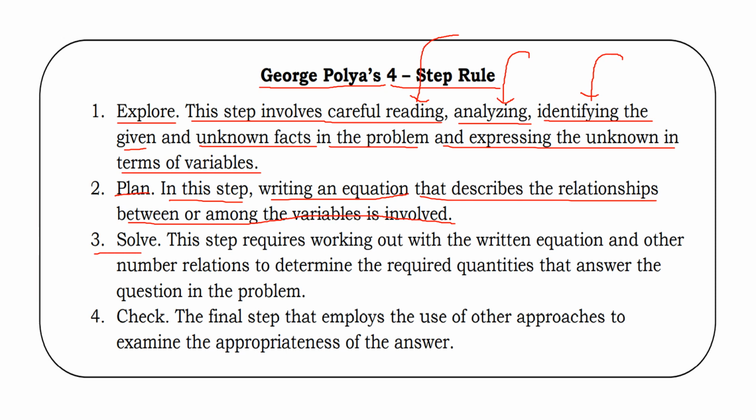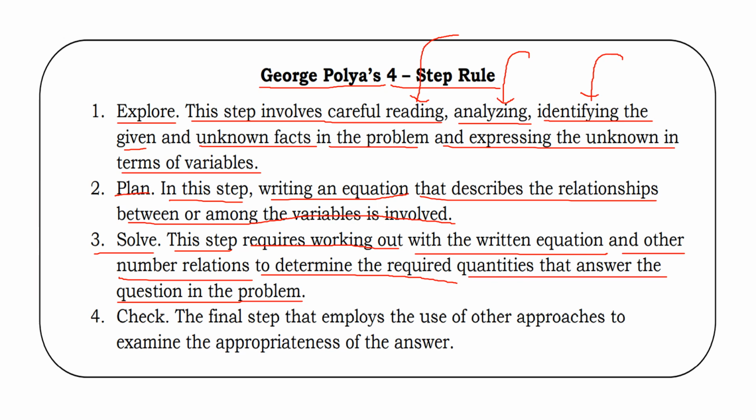In your step number three, you need to solve. This step requires working out with the written equation and other number relations to determine the required quantities that answer the question in the problem. So, meaning to say, right after you explore and you plan, you know your known and unknown values or variables. So we can now substitute your given values for us to solve for the unknown variables that we assign for that particular problem.